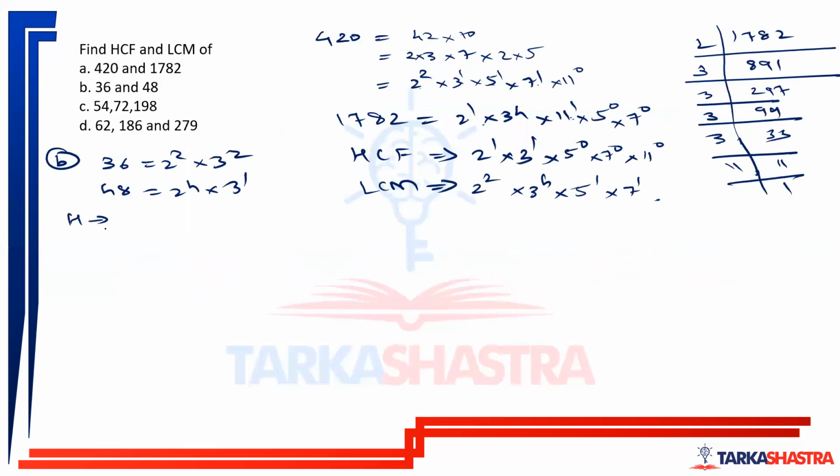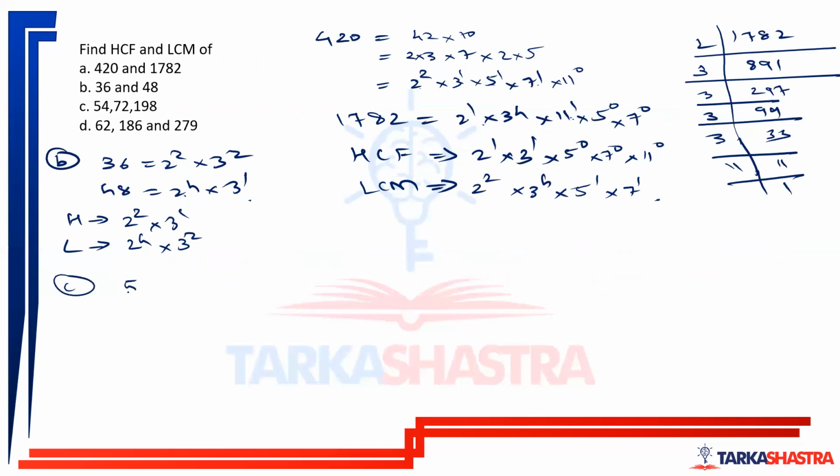What will be the HCF? HCF is 2 raised to 2, the smaller power, into 3 raised to 1, the smaller power. What will be the LCM? 2 raised to 2, 2 raised to 4, bigger power 2 raised to 4. 3 raised to 2, 3 raised to 1, bigger power 3 raised to 2.